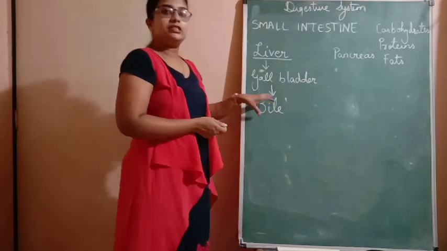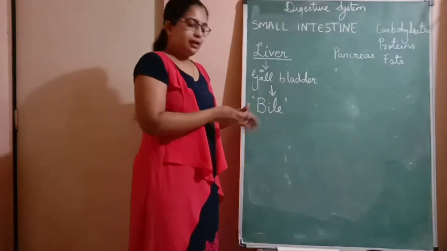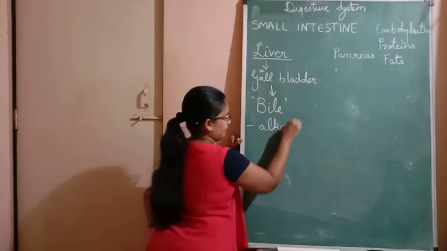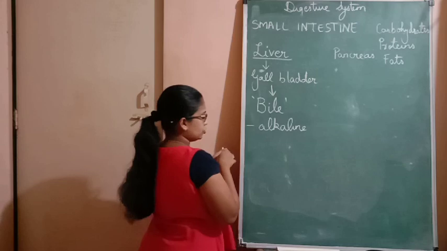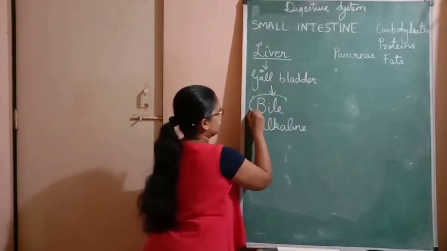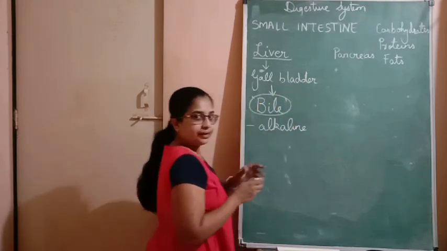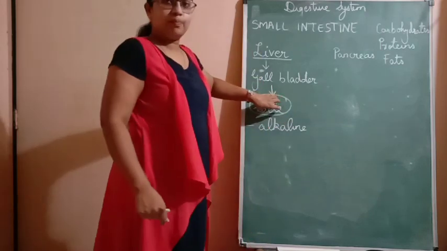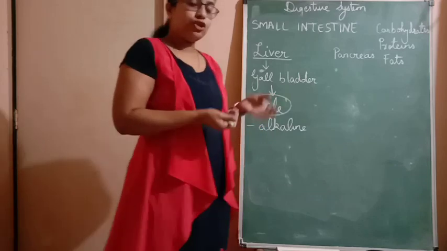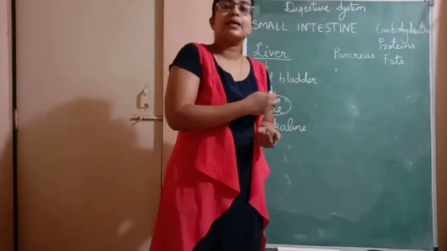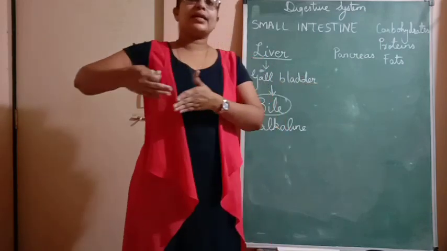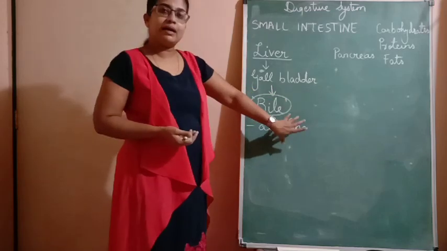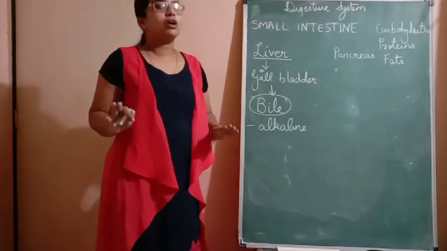Now this bile is very essential because bile makes the food alkaline in nature. Initially, before bile came into place, the food was acidic in nature due to the hydrochloric acid which was present in the stomach. Now as the food enters the small intestine, bile is released. Because of the bile, the food becomes alkaline in nature. It is no longer acidic.